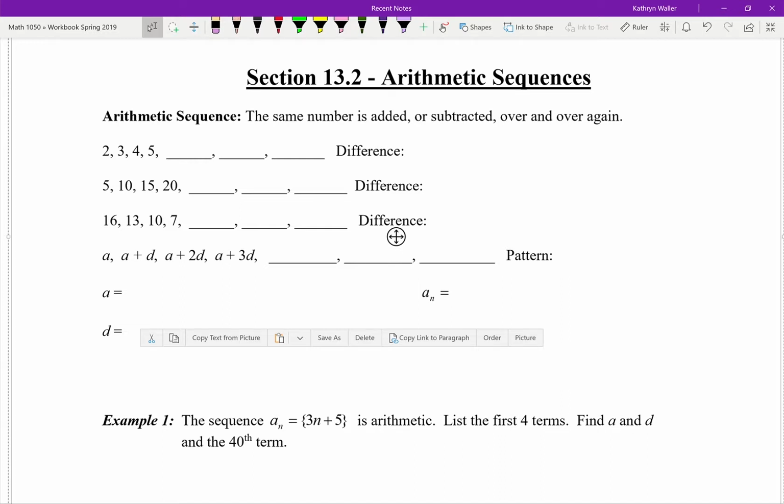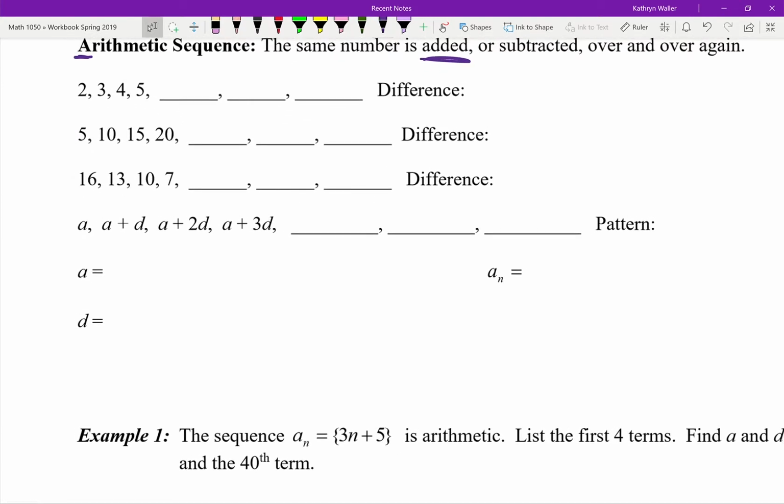Okay, so an arithmetic sequence is a sequence where the same number is added over and over. That's going to be easy to remember because arithmetic begins with an A and so does added. If you look at that first sequence, 2, 3, 4, 5, obviously the next three numbers are 6, 7, and 8. And the D stands for the difference, and it's just the number that keeps getting added every single time. So this D is obviously just a 1.